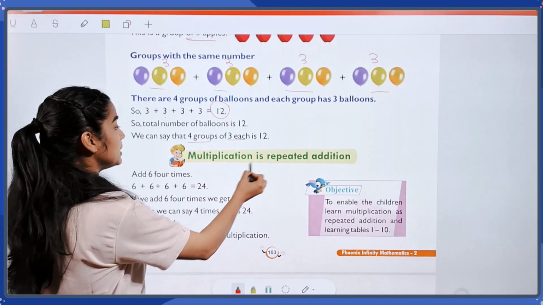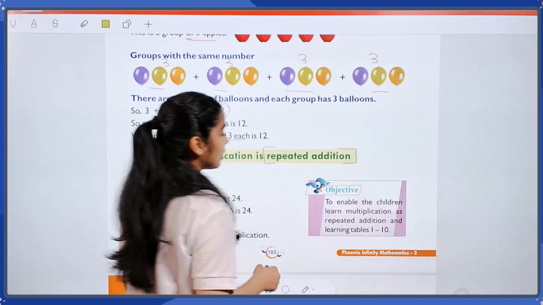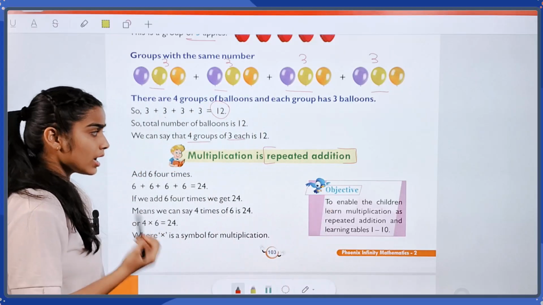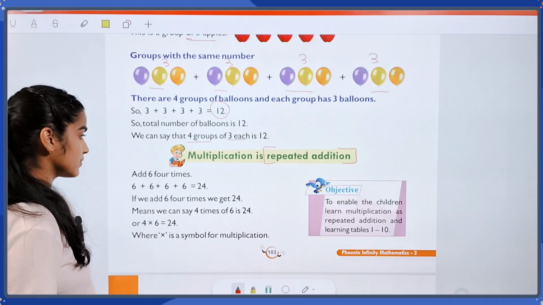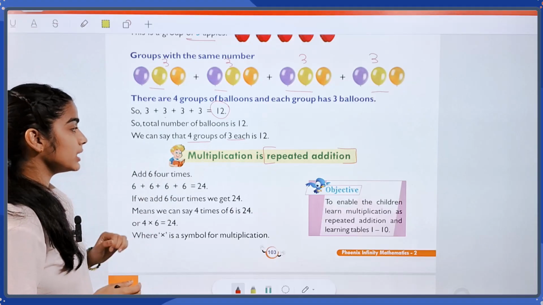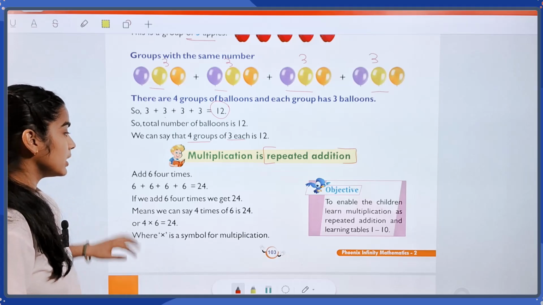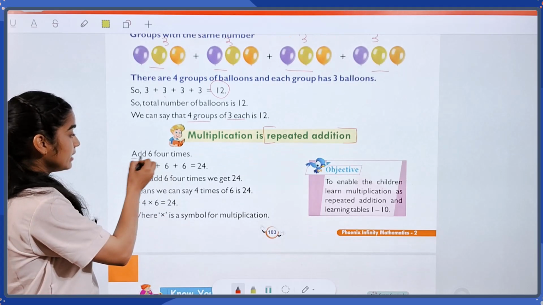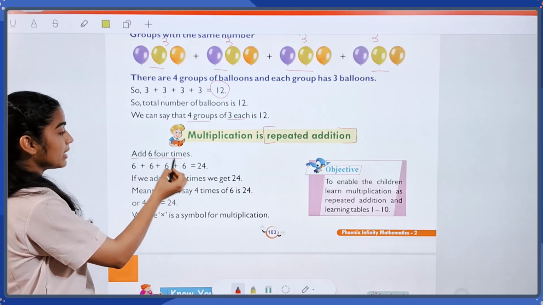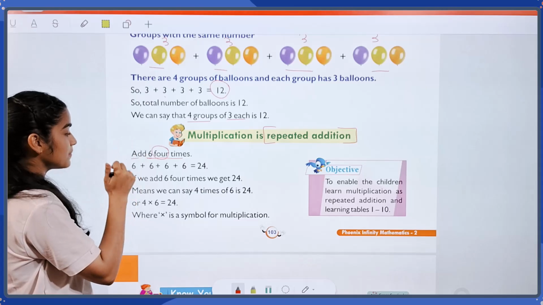So multiplication is repeated addition. We already learned about addition in your earlier classes and previous chapters as well. When we think about multiplication, it means we have to take repeated addition of a particular number. For example, add 6 4 times. So how many times? 4 times. Which number? 6. So we have to write 4 times 6.